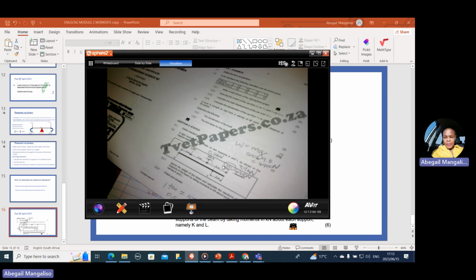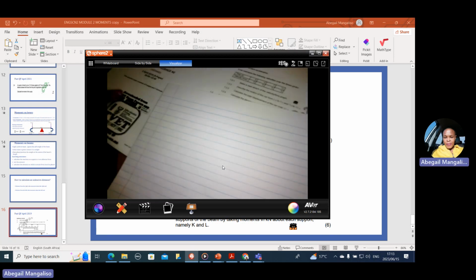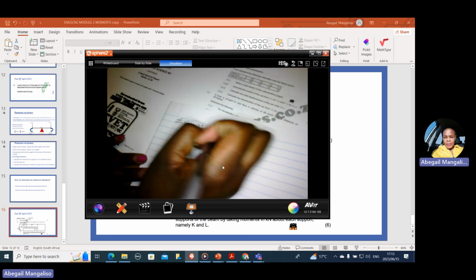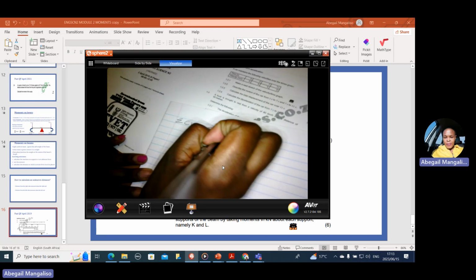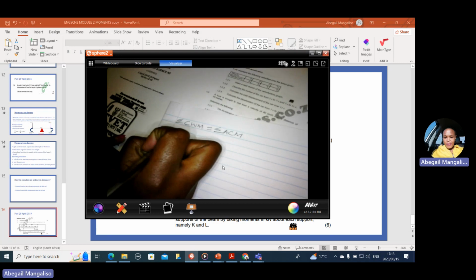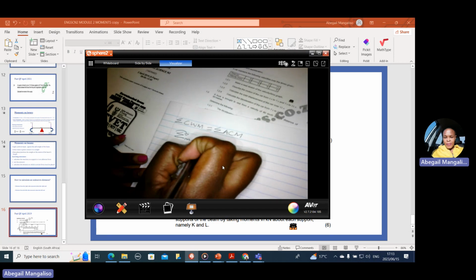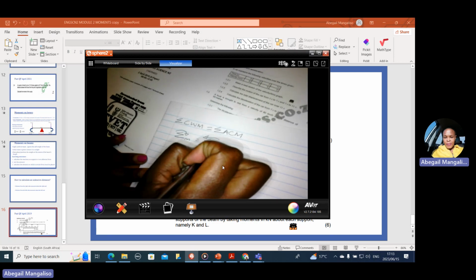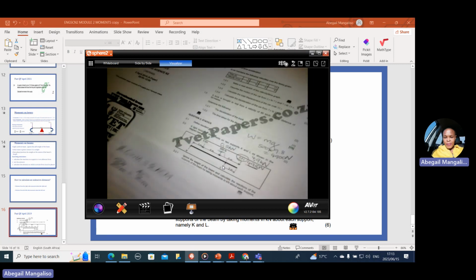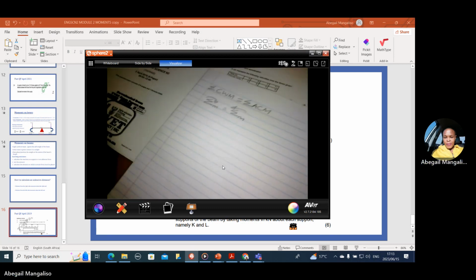The formula is the symbolic expression of the law of moment, the one that states that the sum of the clockwise moments is equal to the sum of the anti-clockwise moments. You can also put it this way: sum of the clockwise moments equals sum of the anti-clockwise moments. Because we have more than one force, and this is in equilibrium, we apply the law of moment.